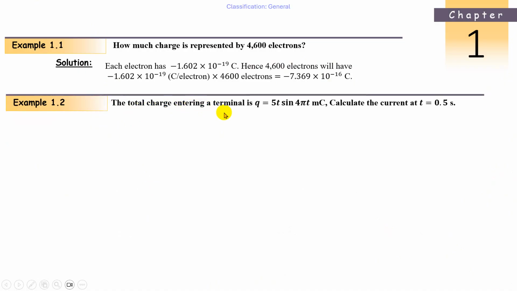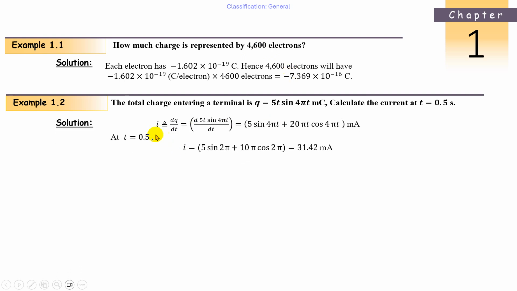The total charge entering a terminal q is 5t sin 4 pi t millicoulombs. Milli means 10 power minus 3, millicoulomb. Calculate the current at t is equal to 0.5 second. Now, at t is equal to 0.5 second, what is the equation for current I? I is equal to dq by dt, differentiation.